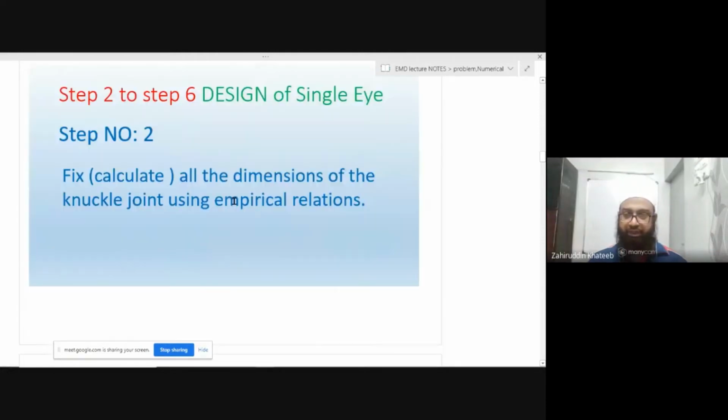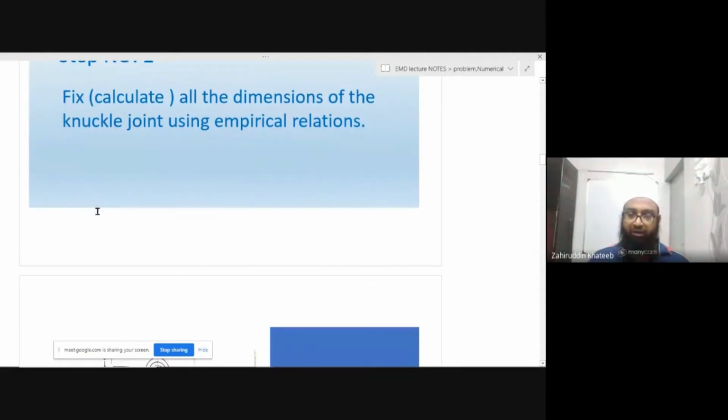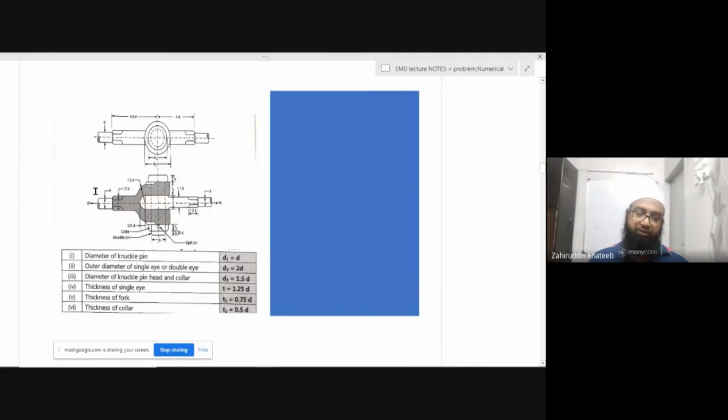Now step number two is to design a single eye. We have to fix all the dimensions. In the first step we calculated d, so we got the value of d. From here we can easily write down the dimensions by looking at this table. This table you have to memorize later on. So d is equal to d1, which is 52.